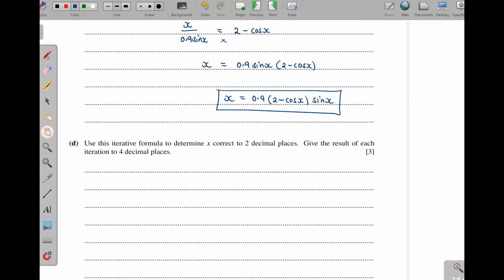The next part, D, we are now supposed to find the value of x. Use this iterative formula to determine x correct to 2 decimal places, give the result of each iteration to 4 decimal places. Now we are supposed to get what we call an initial approximation. We are not given the initial approximation, but we can use 0.5, 0.6, we can use 0.7, we can use 0.5 something, any value in there, okay?